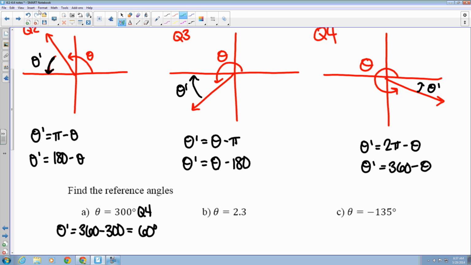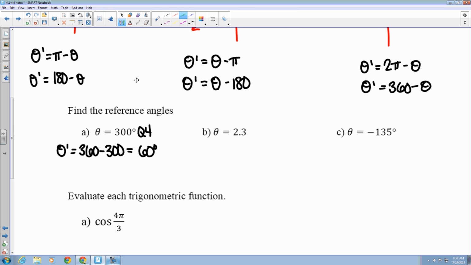2.3. So it's tough to figure out which quadrant that's in. It's helpful to recognize, and this is kind of a trick, here I'll draw a quick picture. Pi over 2, if I was to figure out the decimal approximation, would be about 1.57, and pi would be the same thing as 3.14.